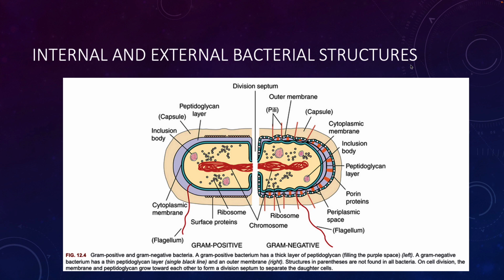So some of the optional features, I guess bonus features, are the ones that are in parentheses, like capsules, flagella, and pili. The other features are generally seen in almost all cells.